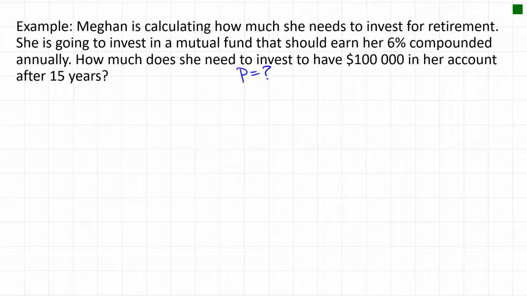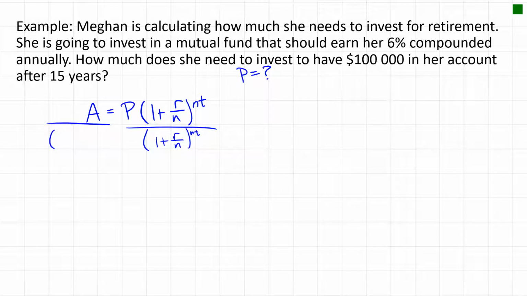So we want to know P. Well, if A is equal to P times 1 plus R over N to the power of NT, then we can rearrange this formula by dividing by all that stuff in the brackets from each side. And that would cancel that out on the right, and it would leave us with a formula for the principal. Same variables, just rearranged slightly differently. So we could calculate the principal P.